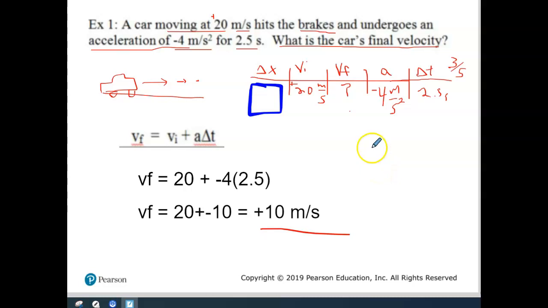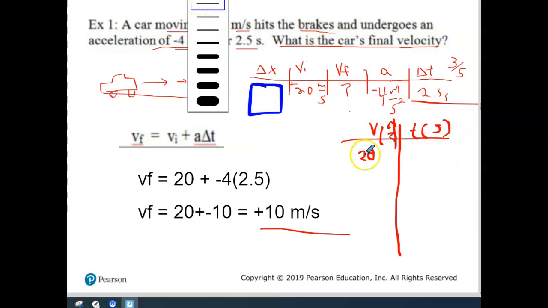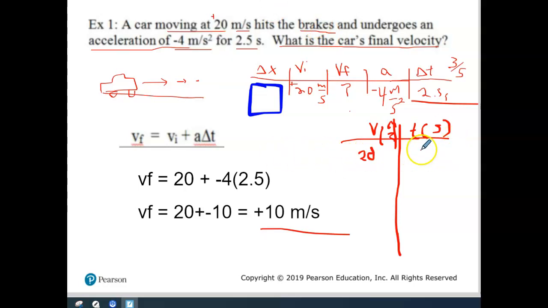So we could check this if you wanted to kind of think about it with the chart. So we did this before, so velocity in meters per second. And we're going to track the velocity as time goes by, so the time in seconds. And we need to track it for about 3 seconds of time. So if I start out, I'm going 20 meters per second, and that's at time equal to 0.